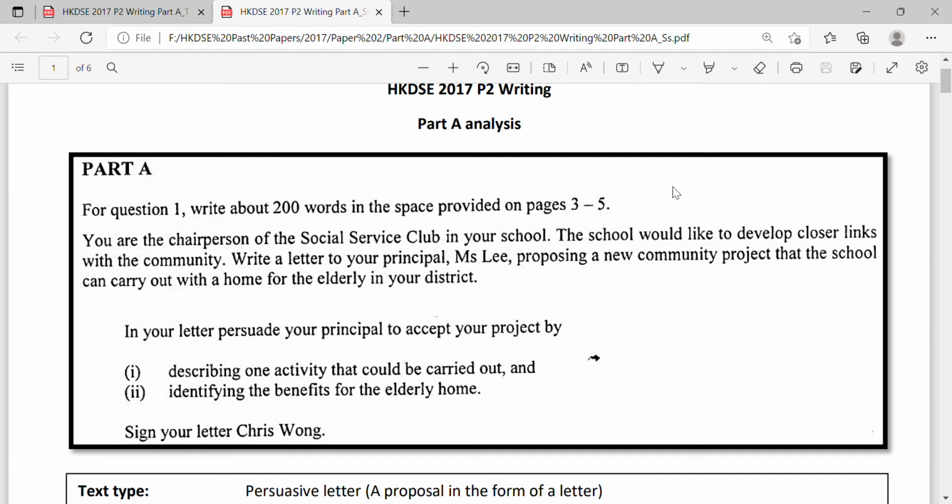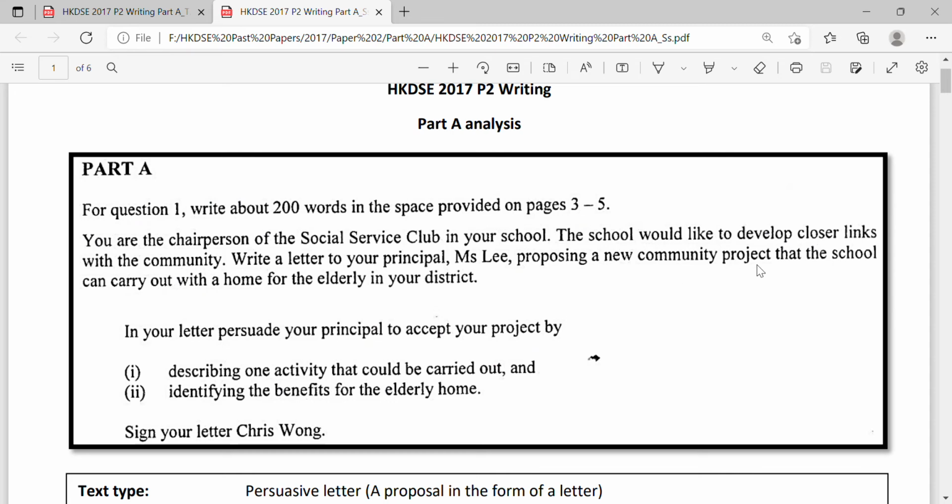Alright, so in this one it's about social services because you're the chairperson of the social service club in your school, and there are two goals in this piece of writing. You're writing a letter first of all because in your letter you need to persuade the principal to accept your project. So what kind of project is it?